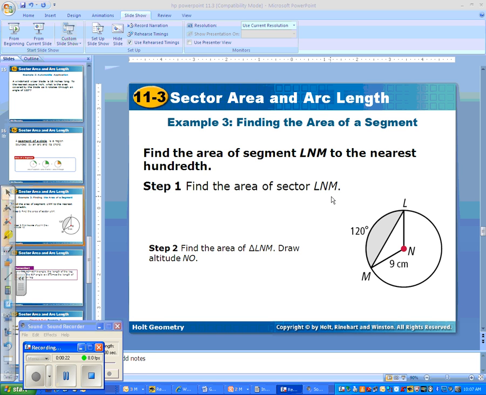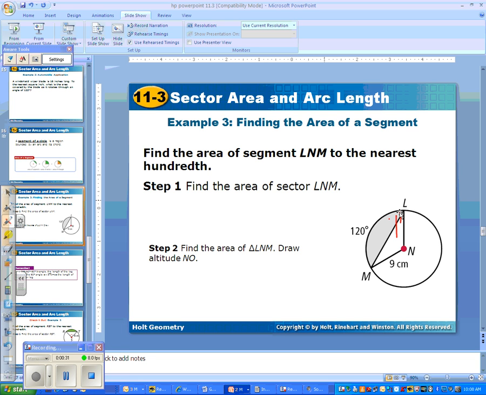So here's an example of the most difficult type of question I could ask you: to find the area of this segment. So this isn't a sector. This is a sector. And what they did was they took a bite out of it in the shape of a triangle. So they want to know what that leftover area is, and they call that the segment. Okay, so there are 3 steps.